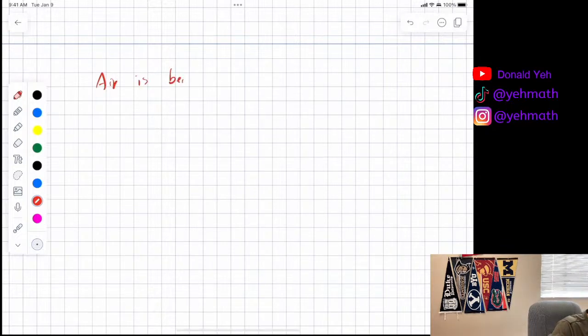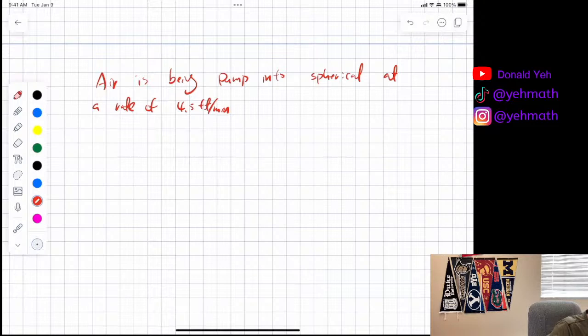Air is being pumped into a spherical balloon, like we talked about last year. There's no such thing as a spherical balloon, but yeah, let's assume they are, at a rate of 4.5 cubic feet per minute. I want to find the rate of change of the radius when the radius is 2 feet.